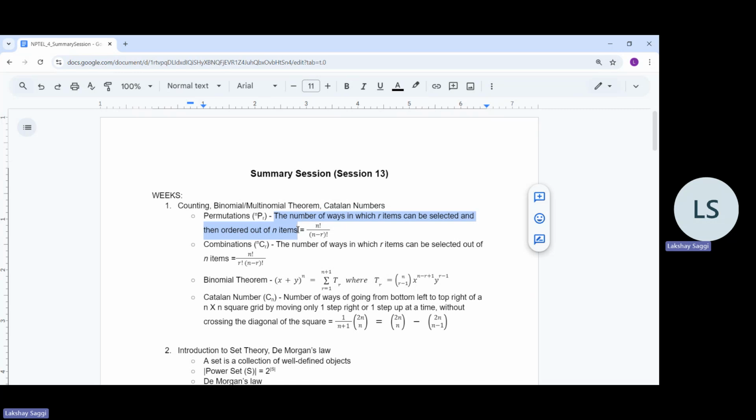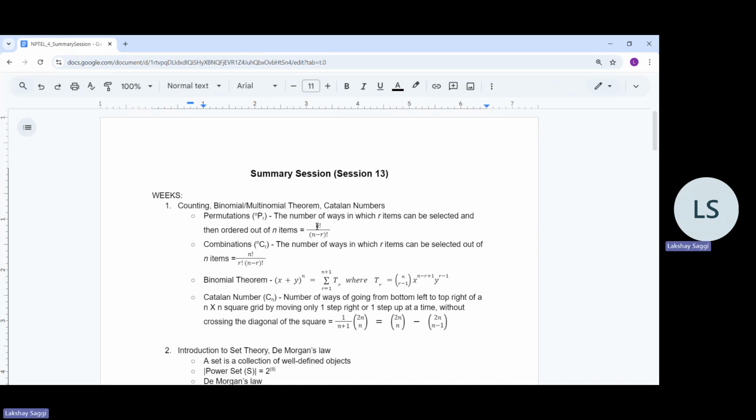And this is given by n factorial divided by (n minus r) factorial. So if I want to select r items and then permute them out of given n items, the formula is n factorial by (n minus r) factorial. This can be easily derived because the first item which we pick can be chosen in n ways. The second item has only n minus 1 ways now. The third item has n minus 2 ways. And since we are selecting r items, the rth item to be selected will have n minus r plus 1 choices. Multiplying all of these, we get this expression.